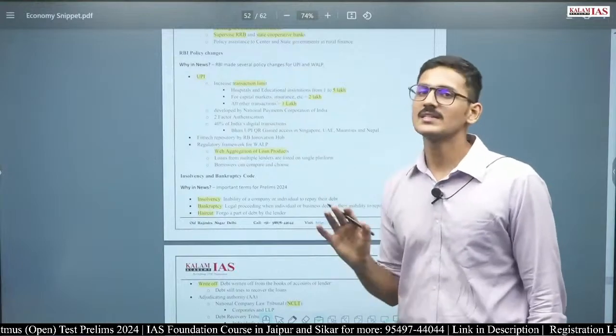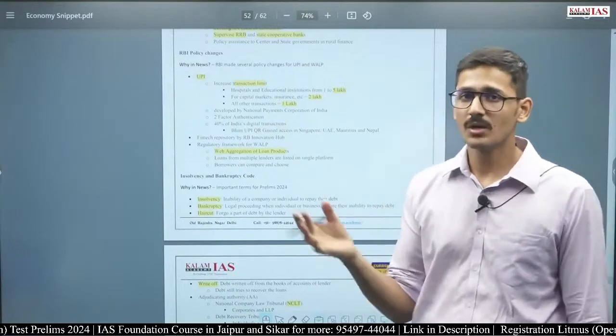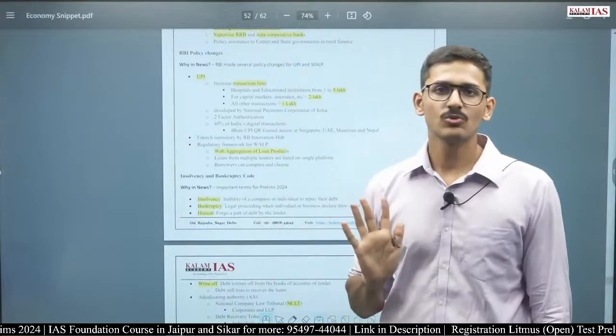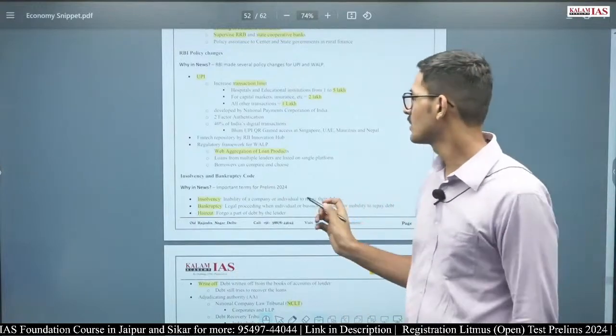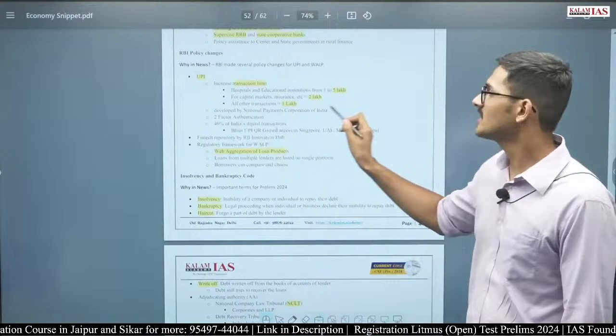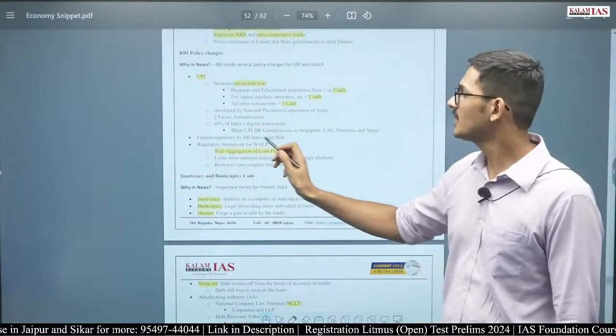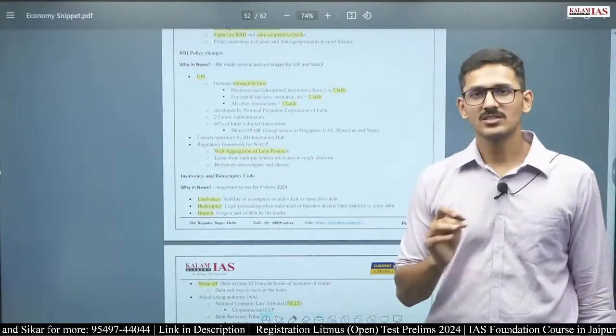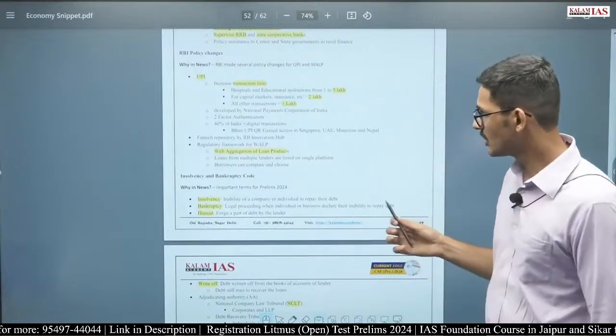And for all other transactions, for example, if I am going to buy vegetables or shop for some clothes, I cannot pay more than 1 lakh through UPI. UPI has been developed by NPCI. There is 2-factor authentication in UPI, and 40% of India's digital transactions are done by UPI.